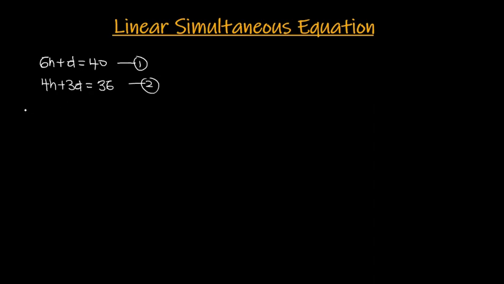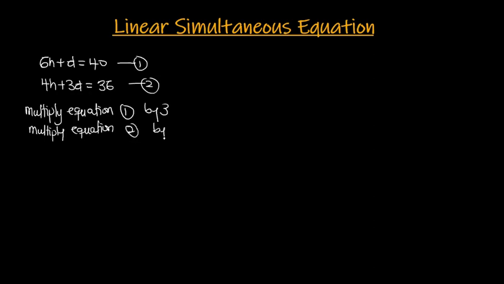So what I will do is I will multiply equation 1 by 3. Then I multiply equation 2 by 1. I'm multiplying equation 1 by 3 because I want to make the d here to be 3d, and then I'm multiplying equation 2 by 1 because I want to still maintain this so that I can cancel the 3d out.